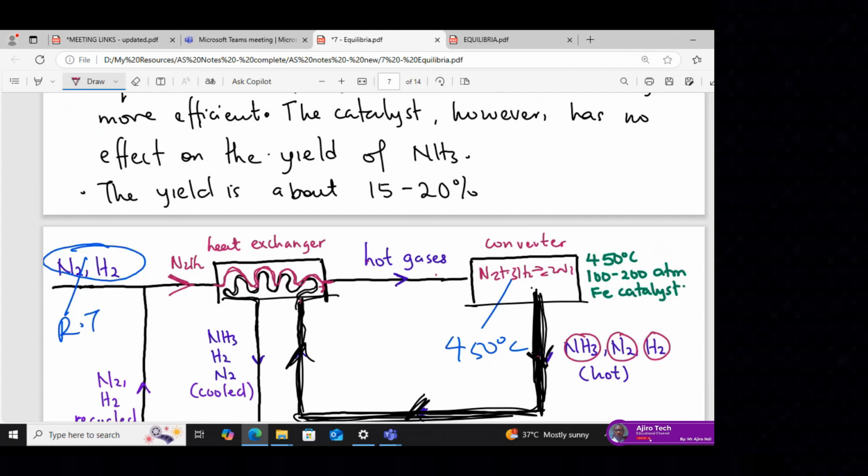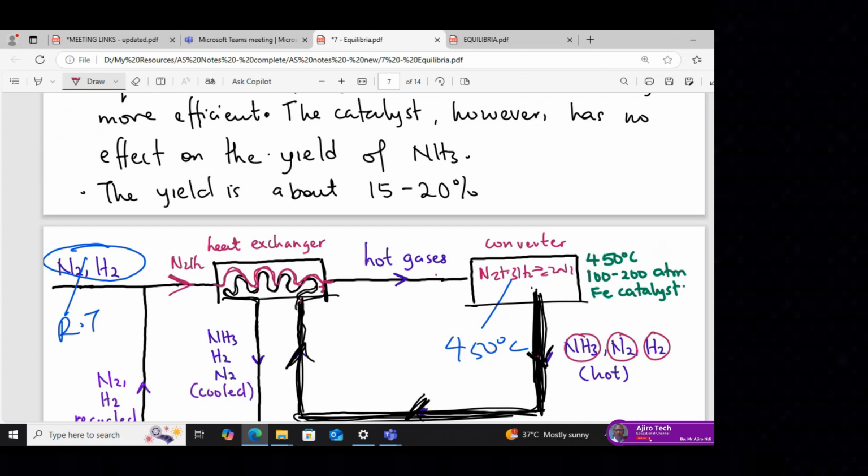Is that okay? If you want the yield to be very high, you have to go for very low temperature. And if you do that, your rate will be too slow. Do you get the point now? We don't want that. Yield is not very high. If you want your yield to be very high, you have to go for very low temperature. You're going to get a large amount of product, but at a very slow rate.